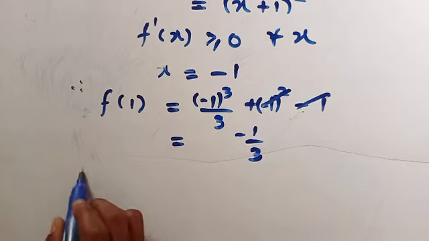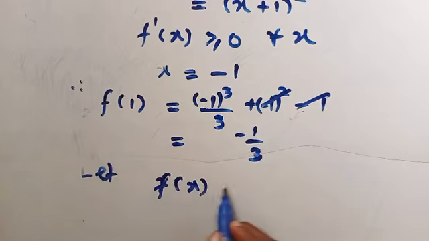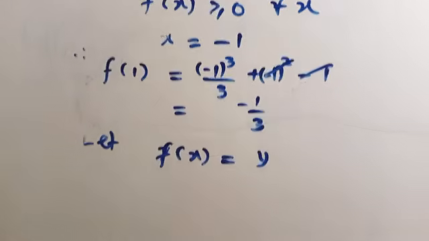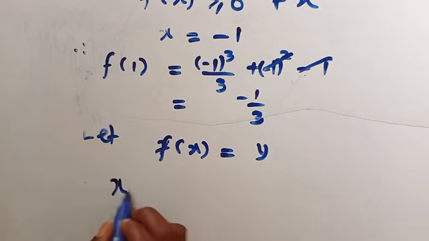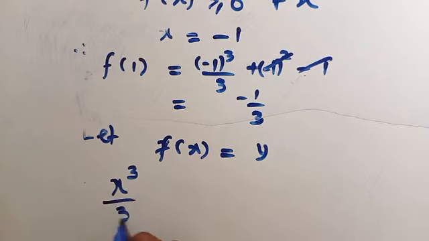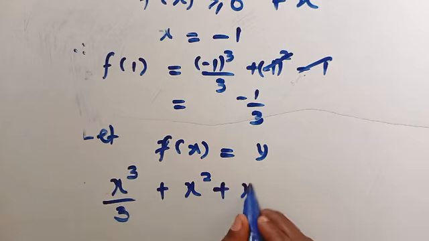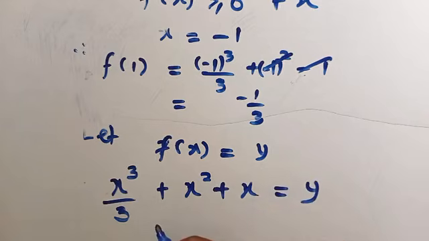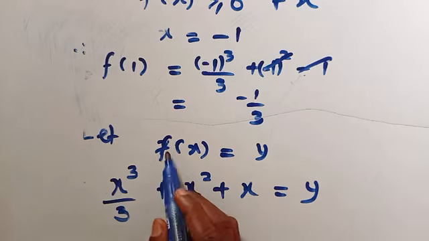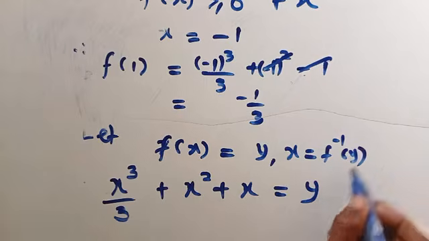First, we are going to let f of x be equal to y. By letting this equal y, we have x raised to the power of 3 divided by 3, plus x squared plus x, equals y. And we shouldn't forget that from here, our x will be equal to f inverse of y.